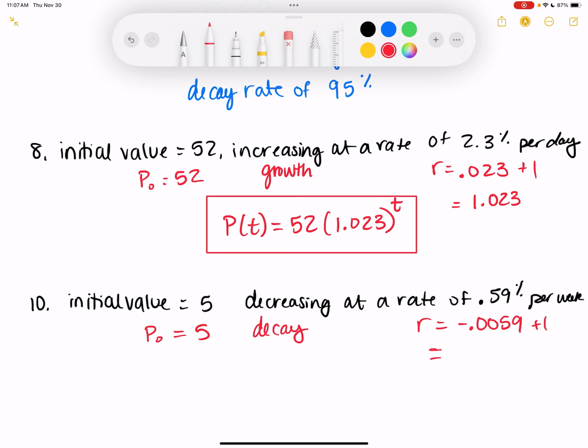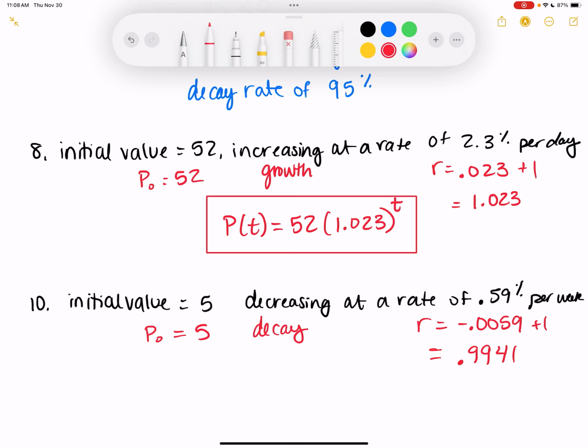Anybody know what that is off the top of their head? 0.41. That's just a random guess there. Well, you almost had it. 0.9941. Oh. So close. You got the hard part at the end, just not the 0.99 at the beginning. So I see why now.